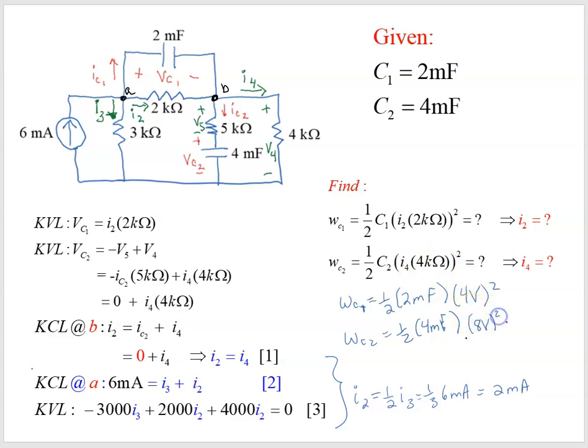So we could solve for the voltage squared. So this becomes equal to, that's squared, so that's 16 millijoules. Right, 4 squared is 16, 1/2 times 2 is 1, and then we have 64 times 2, so we get 128 millijoules stored in capacitor 2.